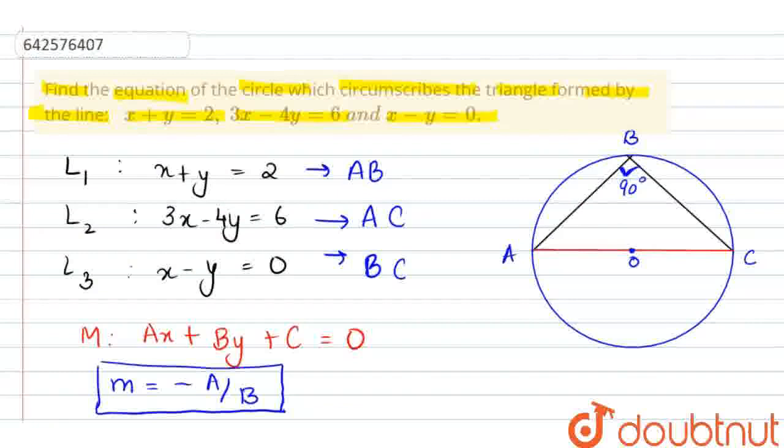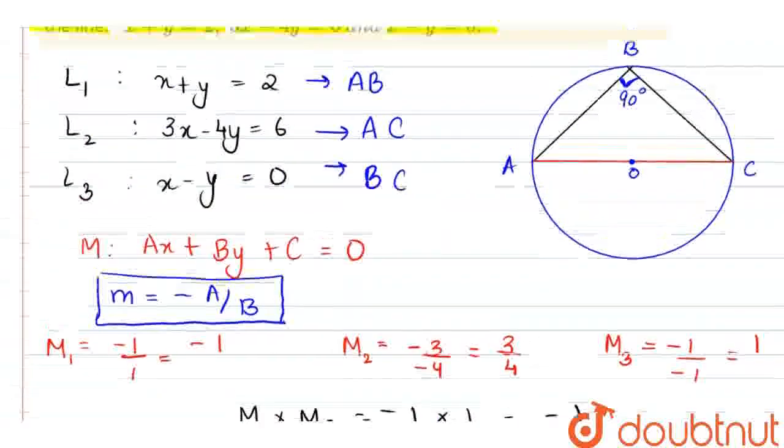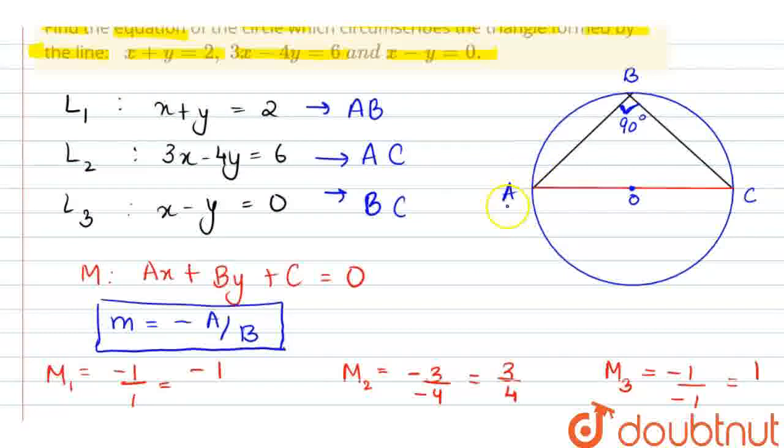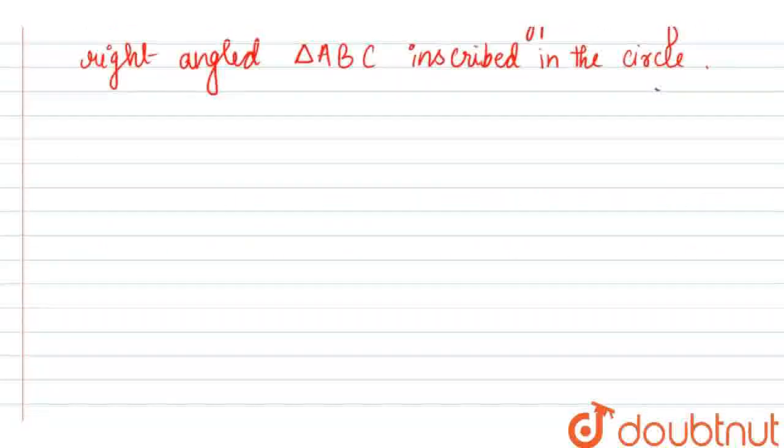So now we have to find the equation of the circle which circumscribes the triangle formed by the lines. For that, first of all, if we extend AB and BC, and similarly extend BC and AC, then we can find the intersection points, the coordinates of A and C. So if we take lines L1 and L2, that is AB and AC, then we can find coordinate A. So let's take lines L1 and L2.